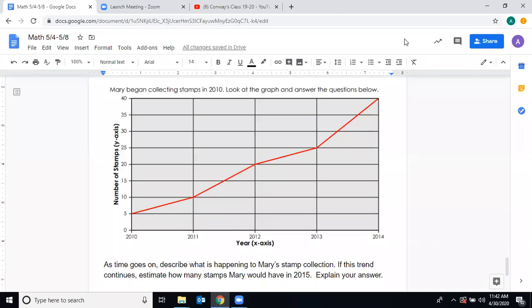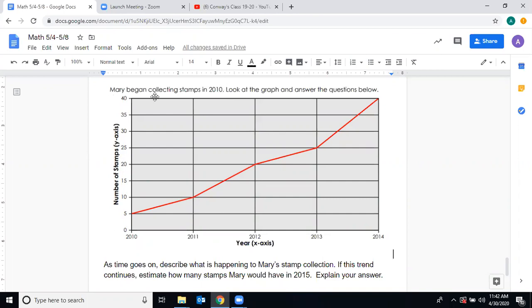Hello, fifth grade. Today we are working on Thursday's ERQ for math. We are still working with line graphs this week. The chart that we have today, we always want to review the chart before we even look at the questions, just so we can understand what the question's asking us a little bit better.